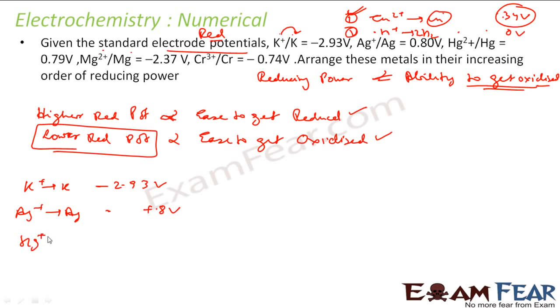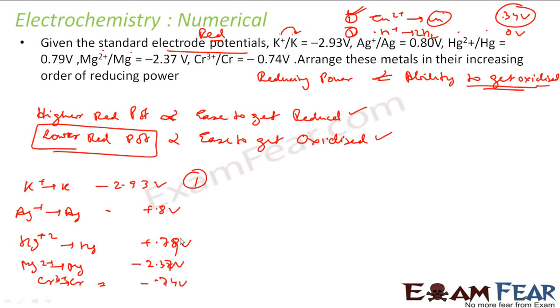Hg2+ to Hg is plus 0.79 volt. Then Mg2+ to Mg is minus 2.37 volt. And then I have Cr3+ to Cr, which is minus 0.74 volt. So which is the least value here? The least value is this one, right? Minus 2.93. You see, this is the least.